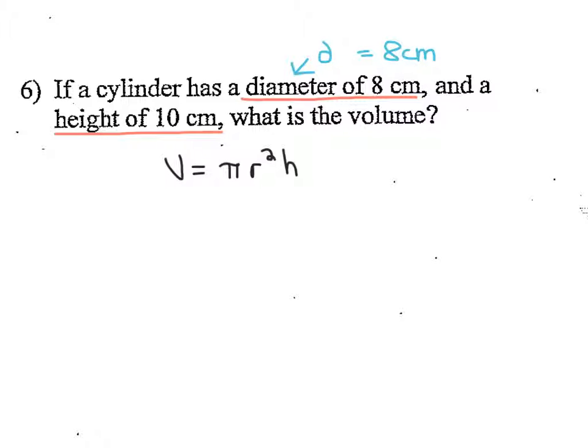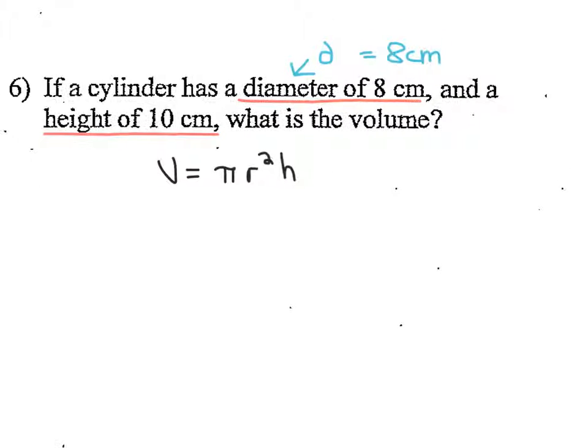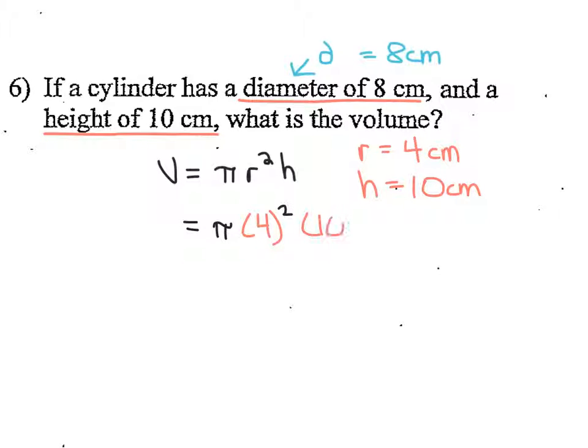But we need the radius, which is half of the diameter. So think to yourself, what's half of 8? Yep, 4. So our radius is 4 centimeters, halfway across that circle. And the height, we don't have to do anything fancy with that. They've just told us the height, the distance from one circle to the next, is 10 centimeters. To plug this in, we have pi times the radius squared times the height, which is 10.